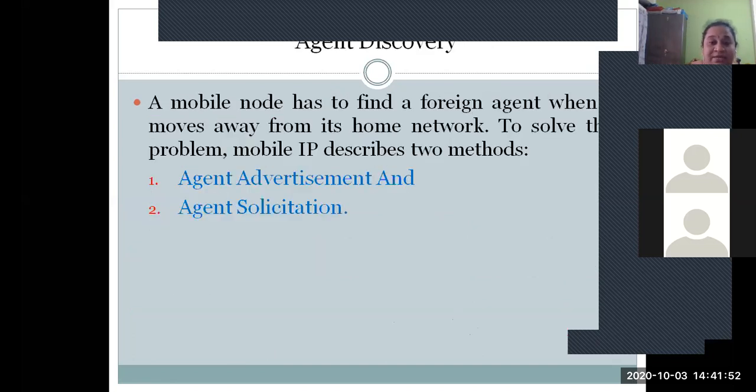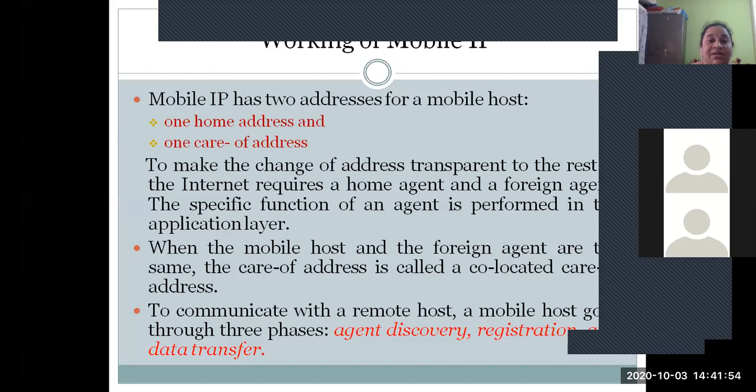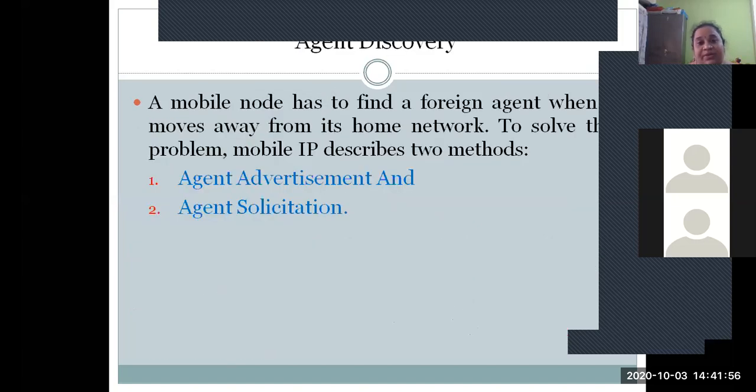So what is agent discovery? What is registration? And what is data transfer? Coming to the first one, agent discovery: a mobile node has to find a foreign agent whenever it is moving. Our home agent need not be found, because it is our own agent. We are always sticking to our home agent itself, and our identification is known only through the home agent.